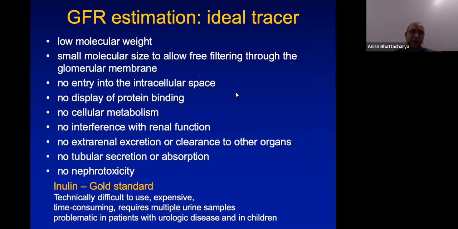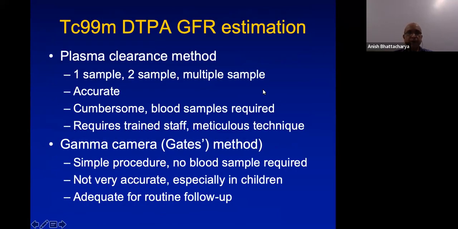Coming to GFR estimation. Now, the ideal tracer has a lot of requirements: low molecular weight, small molecular size, no protein binding, no cellular metabolism, should not interfere with the renal function, no nephrotoxicity, no net tubular secretion, no absorption. Inulin is the gold standard, but it's technically difficult to use, expensive, and time consuming. It requires multiple urine samples, and it's problematic in patients with urological disease, especially in children. So we use a convenient replacement, that is technetium 99m DTPA GFR estimation, which can be done either by the gamma camera or Gates method or a plasma clearance method.